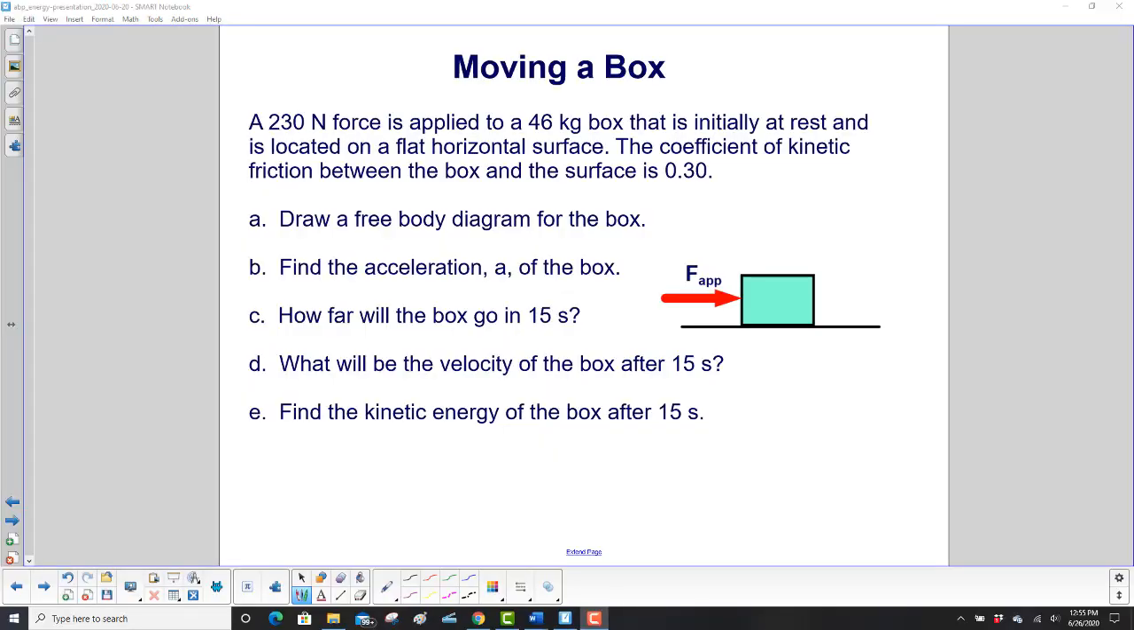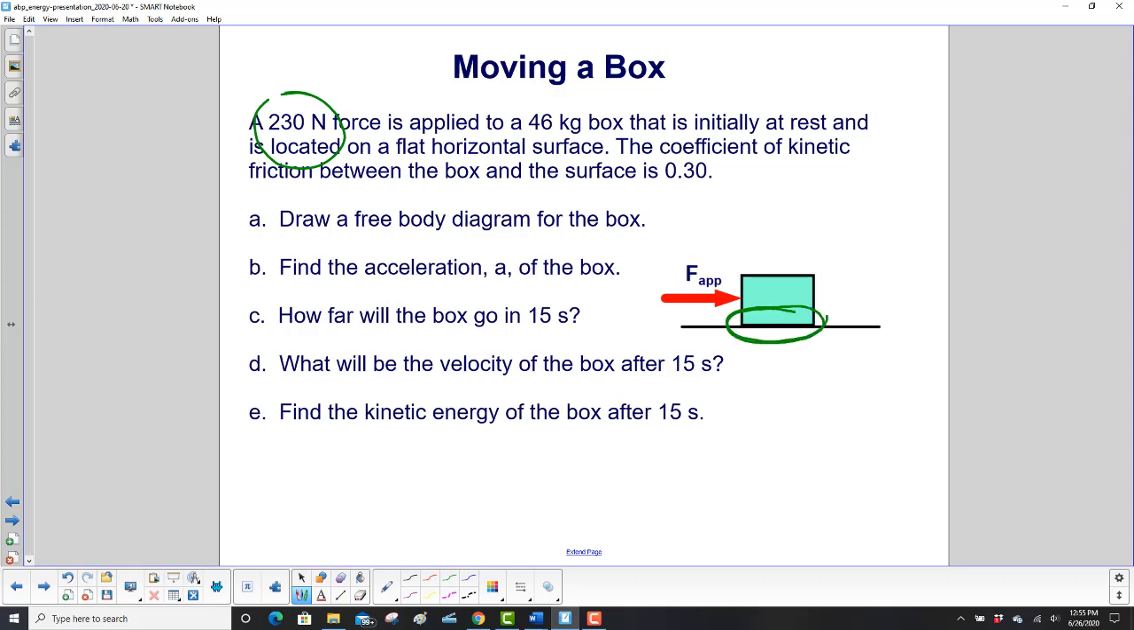First problem, moving a box. A 230 Newton force is applied to a 46 kilogram box that is initially at rest and located on a flat horizontal surface. The coefficient of friction between the box and the surface is 0.30. So there's friction down here.